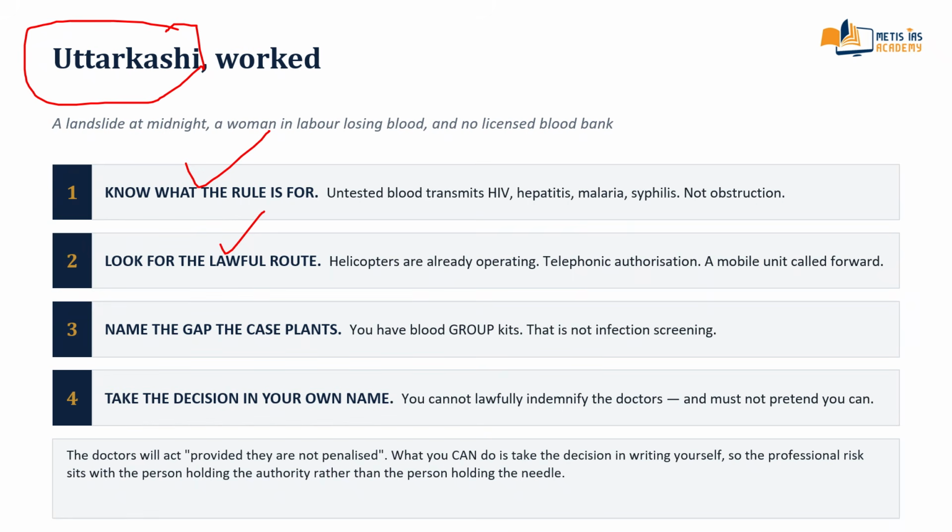Then the third one is to name the gap the case plants. If not, take the smallest deviation, and screen to the fullest extent the available kits allow. Take written informed consent from the patient and husband. Document precisely what was and was not tested. Report in writing to the state health authority at once and record the decision in your own name.